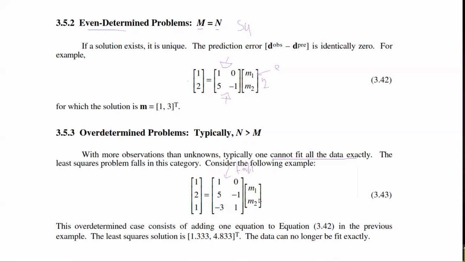So we will find some estimate of the model parameters. This is where least squares comes in. Okay, so we find some estimate of the model parameters. Is it the same problem? Yes, I think it's the same problem. Here, the true model parameters are 1 and 3, and these are the best estimates that we can make: 1.3, 4.8. Okay, so the data can no longer fit exactly.